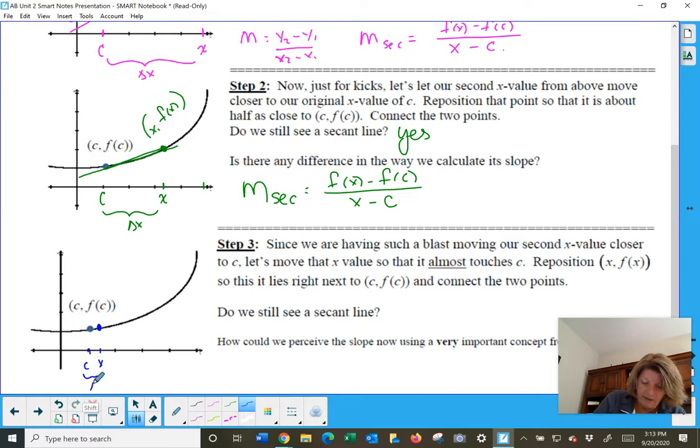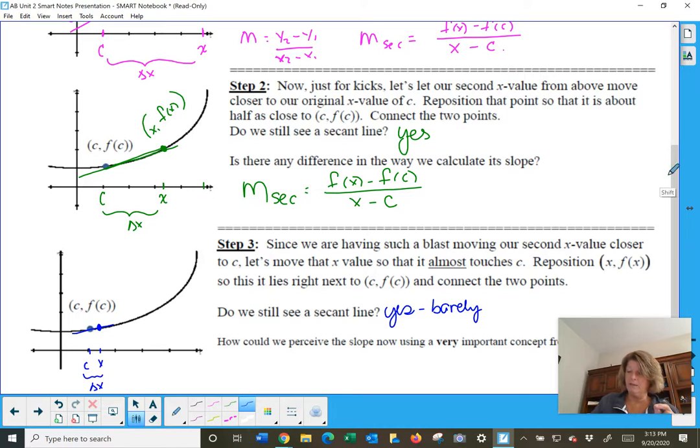And we can see here that delta x is getting much, much smaller, bringing x closer to c. Is there still a secant line? Well, yes, because I'm still connecting 2 points, but that secant line is squeezing in. Once those points join together, then it's no longer called a secant line. Perhaps it'd be called a tangent line. Do we still see it? Yes, kind of barely, right? Because our x and our c are so close.